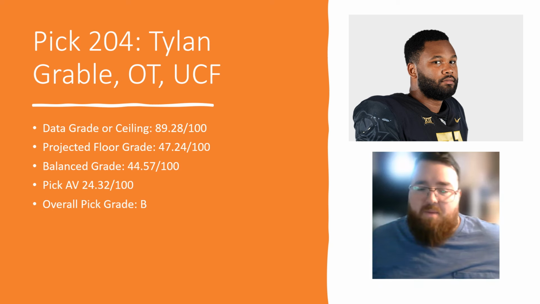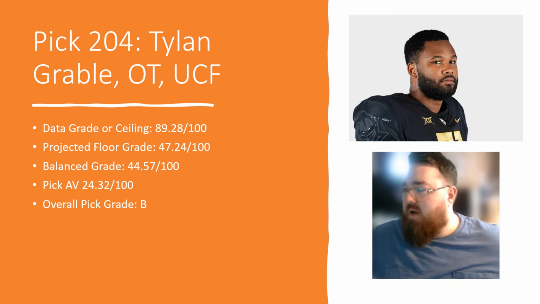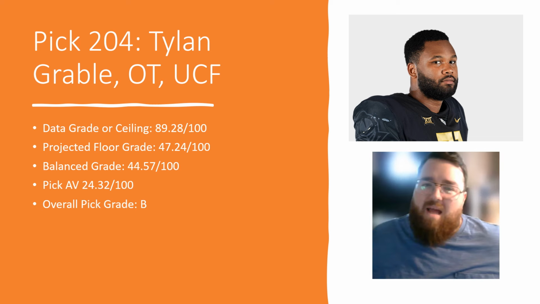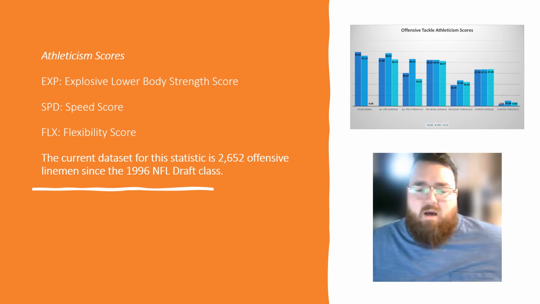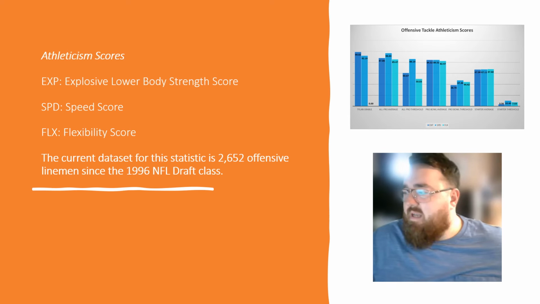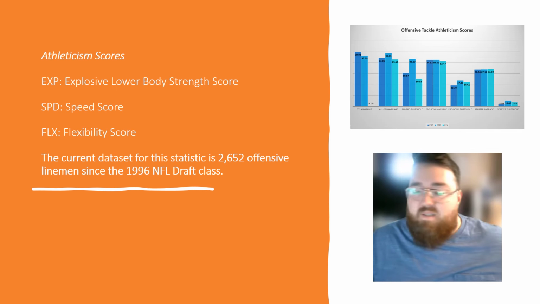Then, of course, we get to pick 204, which is Tylen Grable, offensive tackle out of UCF. His data grade is 89.28 out of 100. His floor is 47.24. Balance grade is 44.57, with a pick AV of 24.32 out of 100. His overall pick grade would be a B, probably a high B. I'll give it a high B. When you look at his athleticism traits, 99 percentile in terms of explosiveness and 92 percentile in terms of speed for his size.